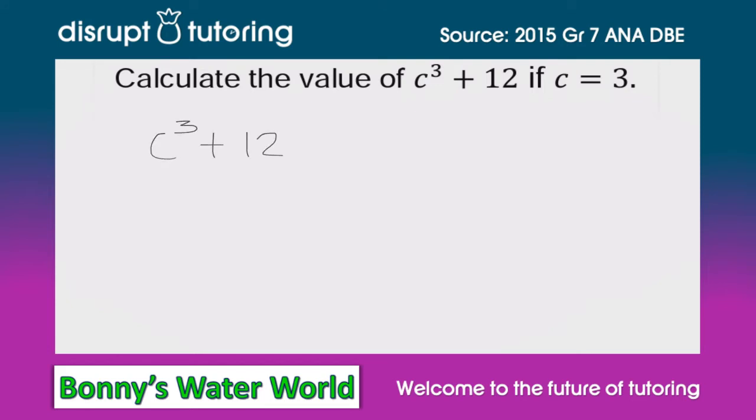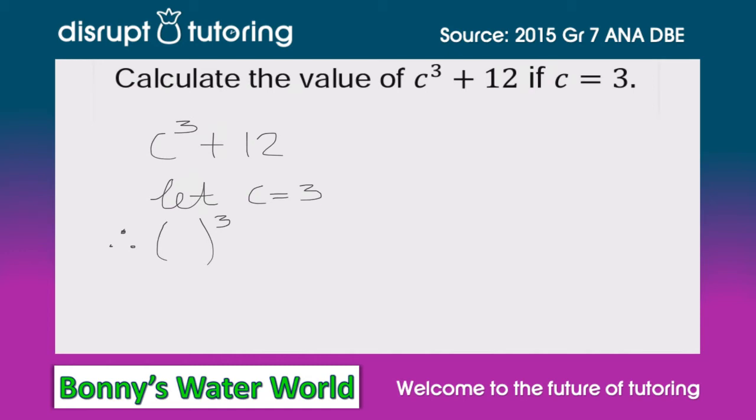So c cubed plus 12, and the very next step we need to say, let c equal 3. So that's what the examiner has told us. The examiner said to us c is equal to 3. Now what I typically do is wherever I see a c, I put a pair of brackets. So I'm going to say therefore, so the 3 dots represent therefore. I'm going to put a bracket, then cubed.